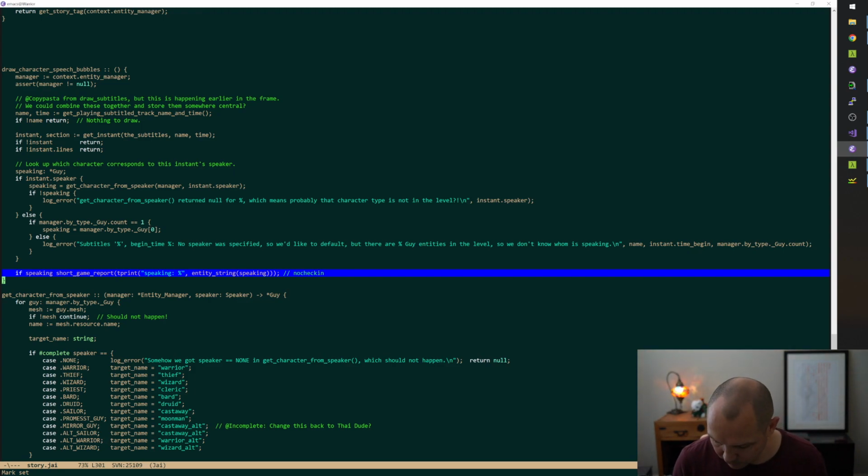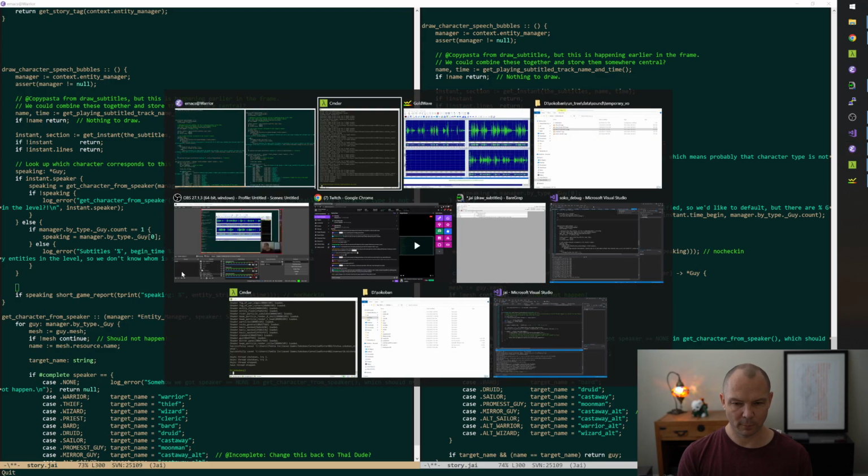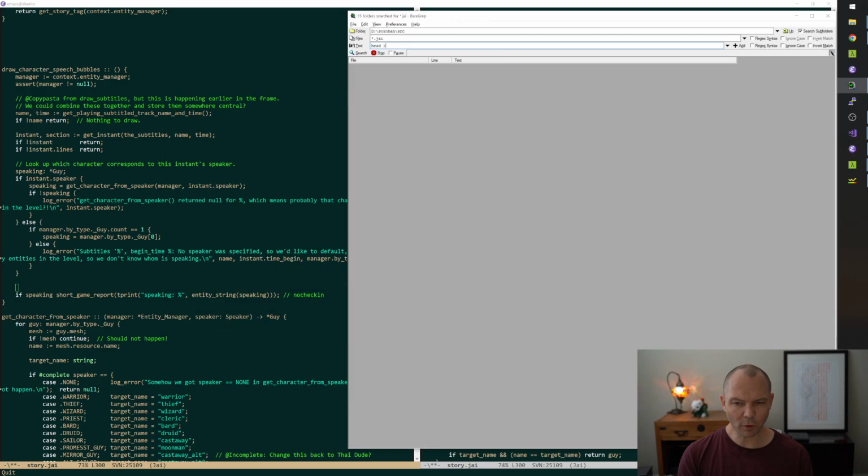Okay. So, yeah, let's just do this right now. There's one speaking at a time. We're just going to draw a quad. Now, I do believe that I have this function to get a position above a character's head in one of the HUD files.